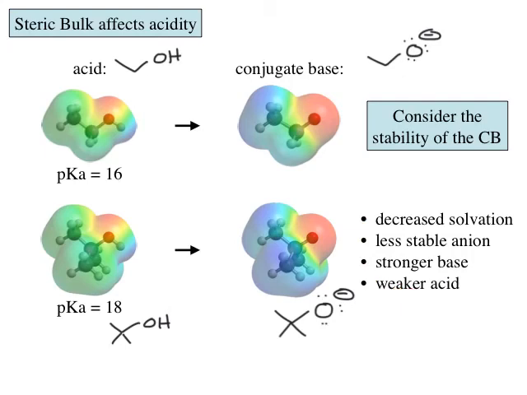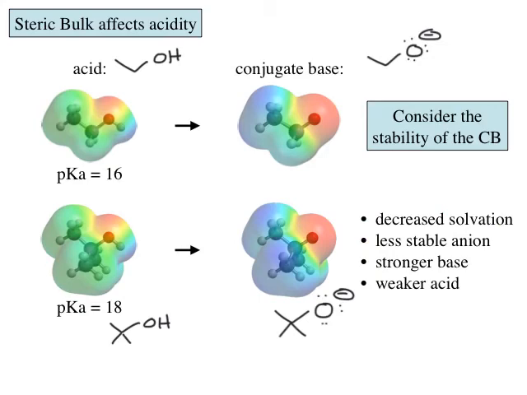less stable because the solvent has a difficult time solvating or stabilizing the anion that's formed. And so these are less stable, which means they're more reactive. And a more reactive molecule means it's stronger as a base. So this strong base correlates back to a weaker acid.